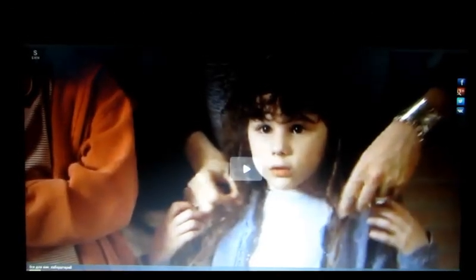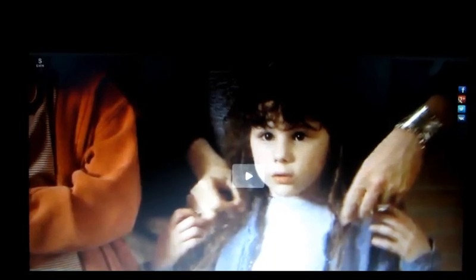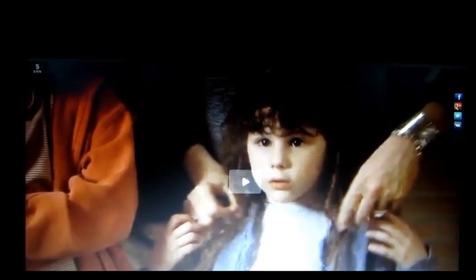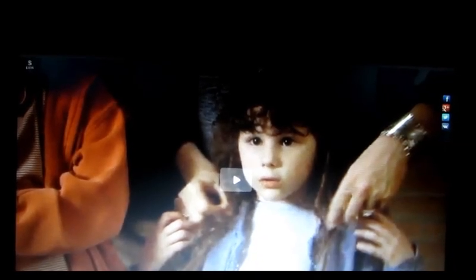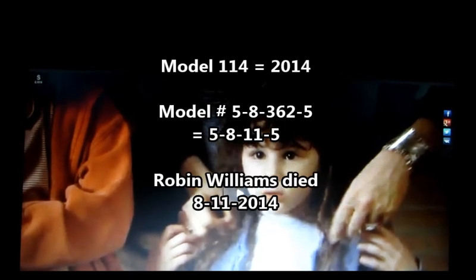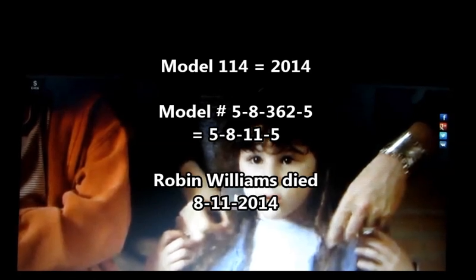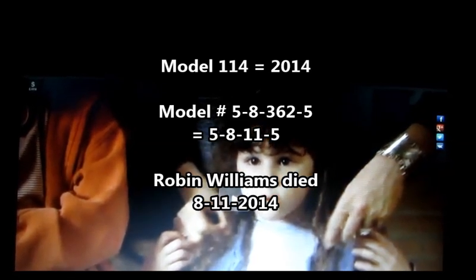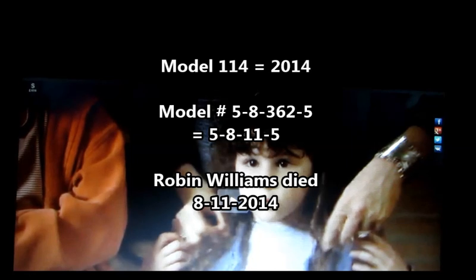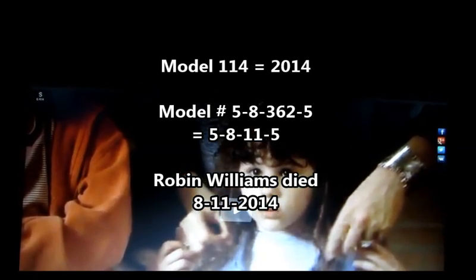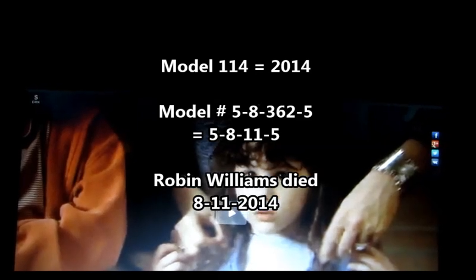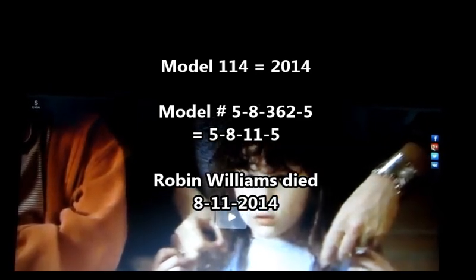Now listen very closely, as the Bicentennial Man in this scene encodes in the numbers the date of Robin Williams' death. Model 114 is 2014. Model number 583625. If you remove the 5s, the middle numbers are 8362. 3 plus 6 plus 2 is 11. You have 811 in between the two 5s.